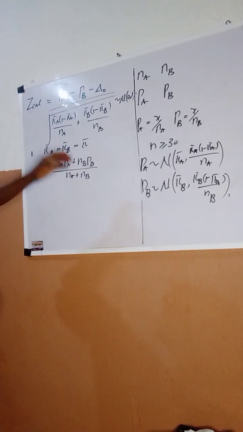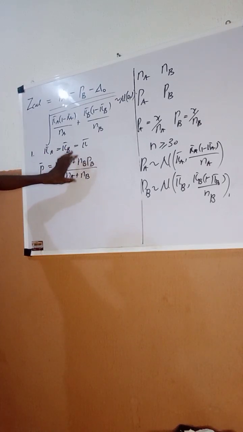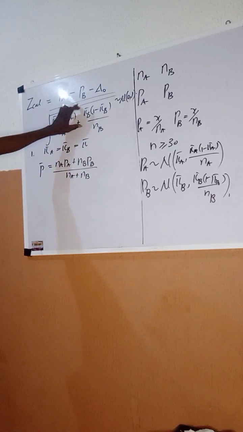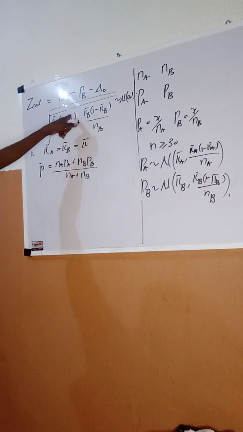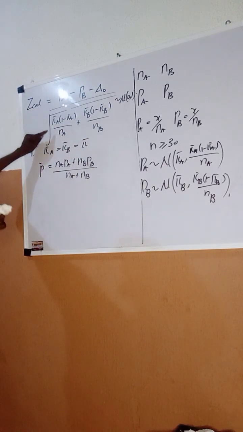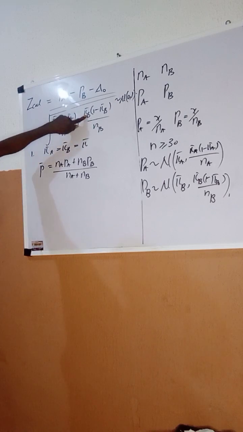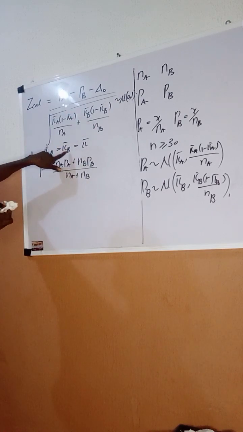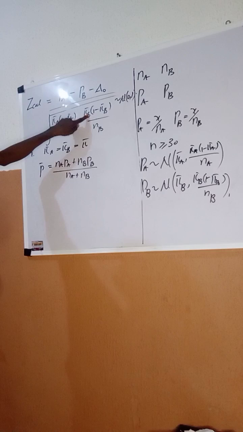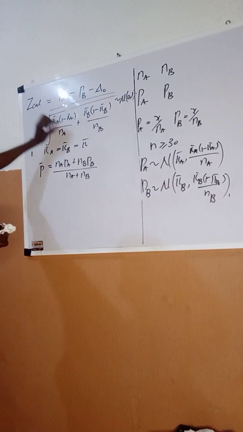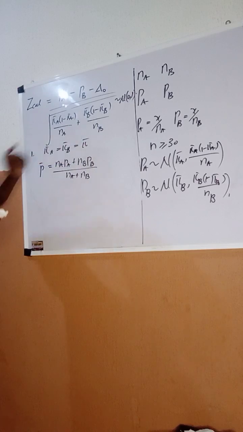But before we see how this is going to be, we are going to return to this formula to see what is going to happen when we assume that this and this are equal. Because that's the claim we made here, that this and this are equal. If this and this are equal, it means that anywhere I see this, I will put pi there. Anywhere I see this, I will put pi here.